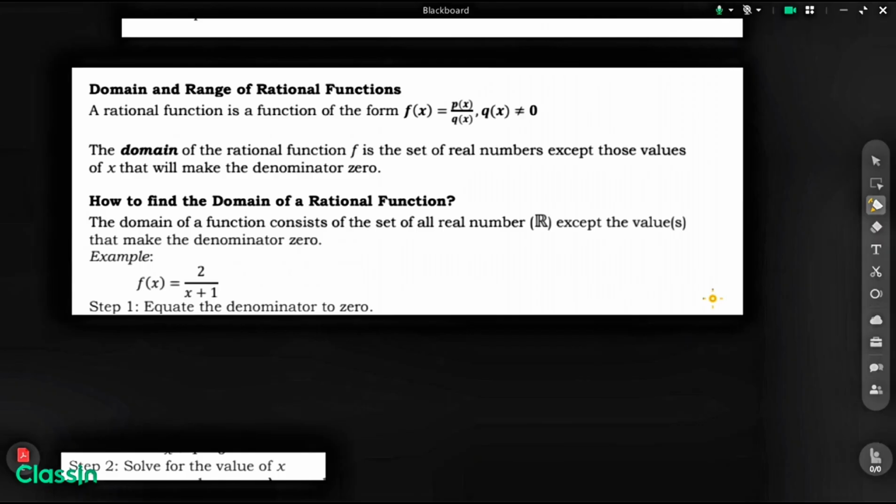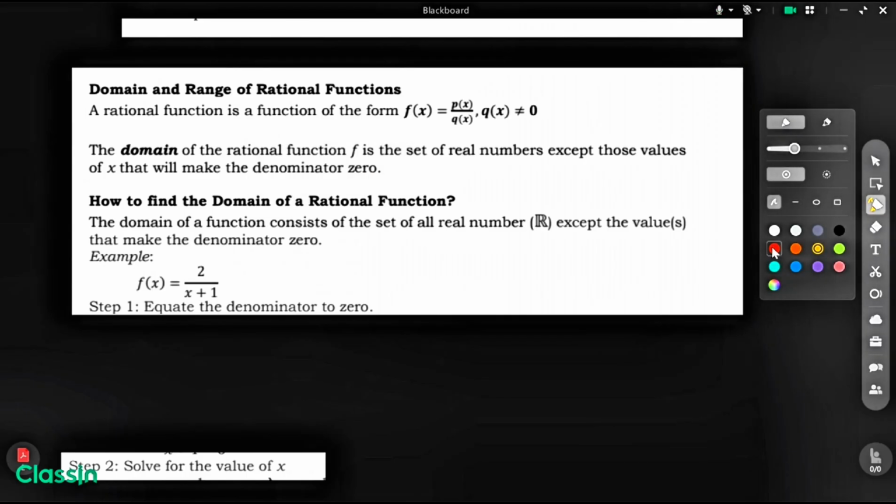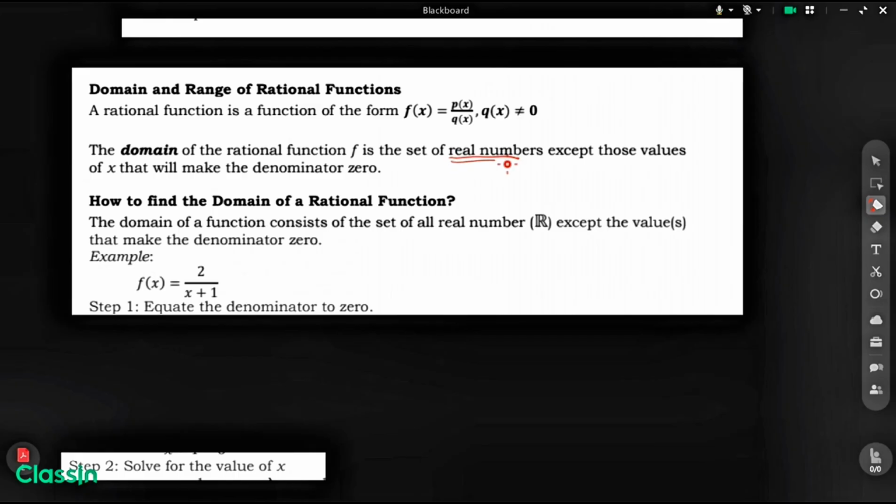Okay. The domain and range of rational function. So the domain of the rational function is the set of real numbers except those values of x that will make the denominator 0. Again, the domain of rational function is the set of real numbers except those values of x that will make the denominator 0.